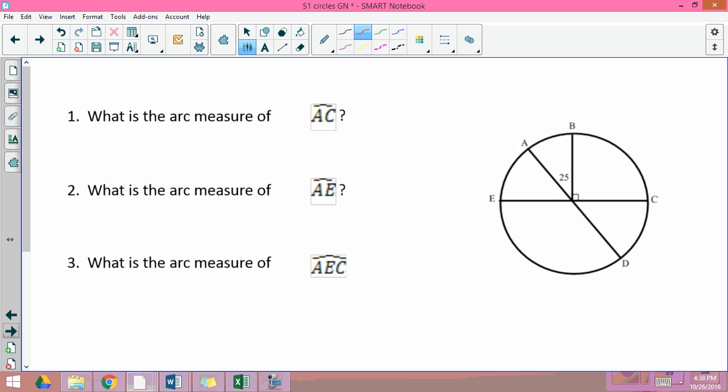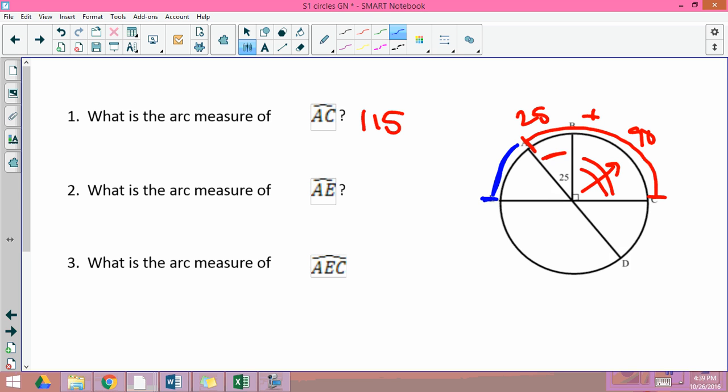So the measure of arc AC, well, A to C is right here. This piece is 25. This piece is 90. And when I add them together, I end up with 115. If I go to look at the measure of A to E, this whole thing here has to be 90, so that means that this piece right here is 90 minus 25, because I'm not using that part, and that ends up being 65 degrees.